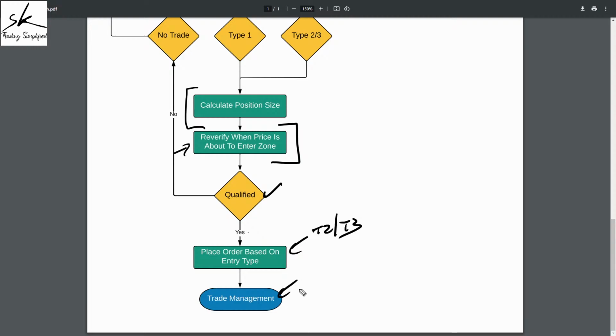And once the order has been executed, the last step is your trade management. ABFRL is a good example of it, where you can see 1:1. We have already talked about it, making it a break-even trade.